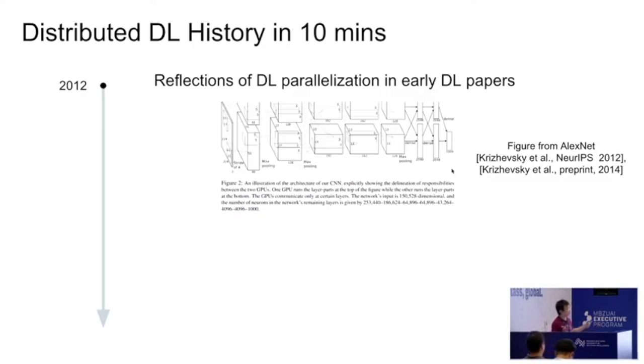So in this network architecture diagram, we can see the convolutional kernels and the fully connected layers are split and executed on 2 parallel GPUs.